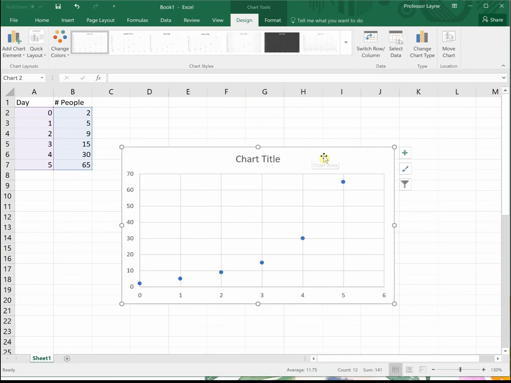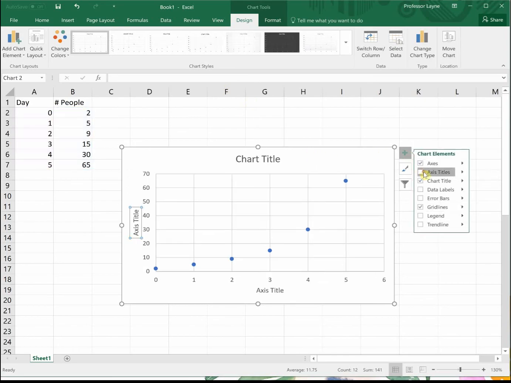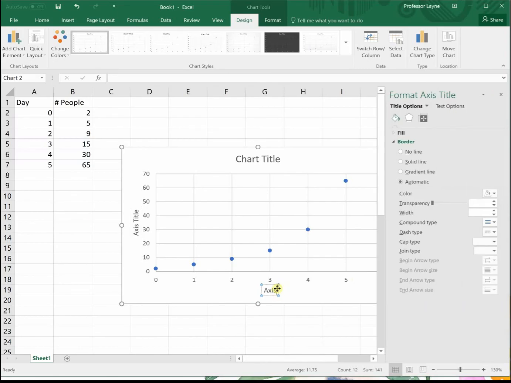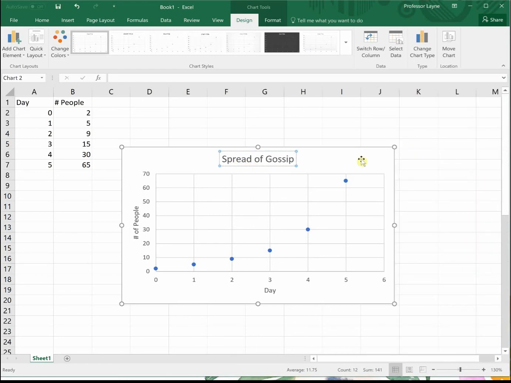And I'm working in Excel 2016, so I'm going to go over beside Scatter Plot and add axis titles, and I can just type on them that this represents the day, and then our vertical axis represents the number of people. And I might title this chart the spread of gossip. All right, so we've got some nice titles and labels. It's always good to title and label your graphs.